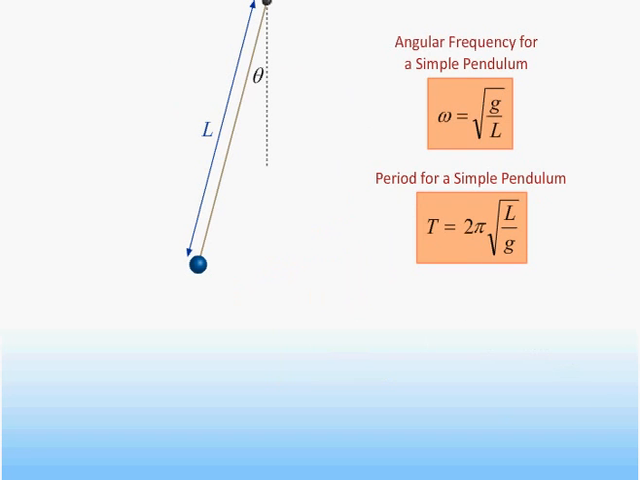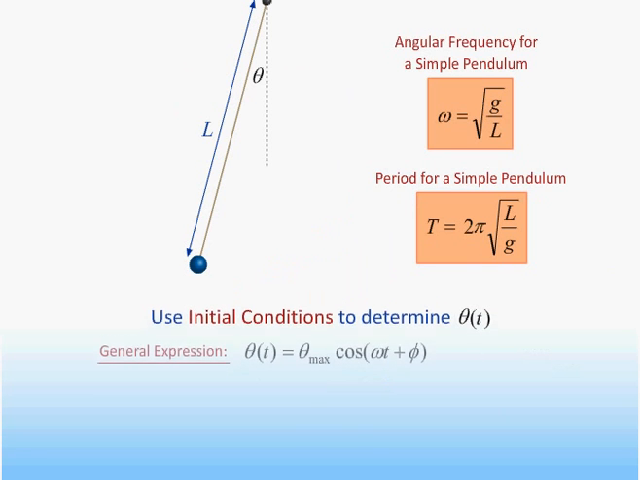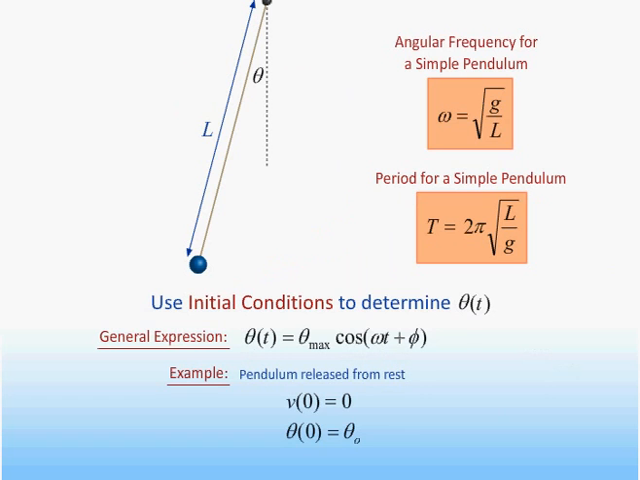Just as was the case for the mass on a spring, we can use the initial conditions to determine the angle of the string as a function of time. For example, if we release the pendulum from rest, we know the amplitude will be given by the initial displacement, and the phase of the cosine function will be 0.